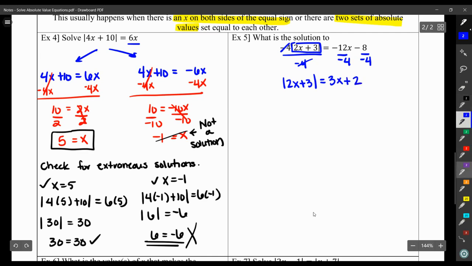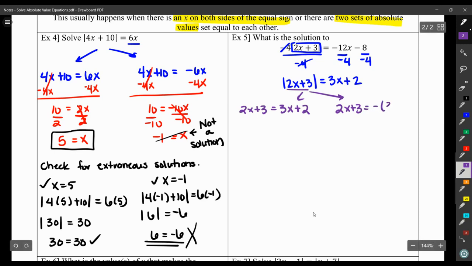Now that we have the absolute value alone, we can basically perform the absolute value. The inside has to be 3x plus 2 away from 0. So we're going to take the inside, 2x plus 3, equal to the positive version of the right-hand side. And we're also going to take the inside, 2x plus 3, equaling the negative version.